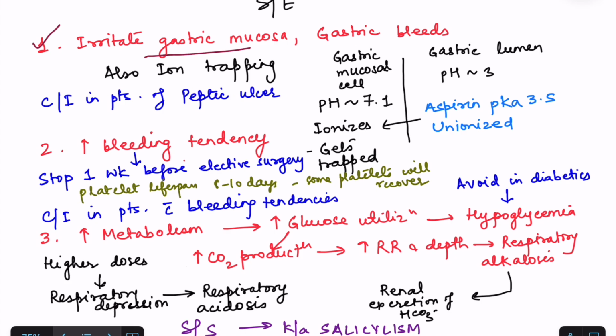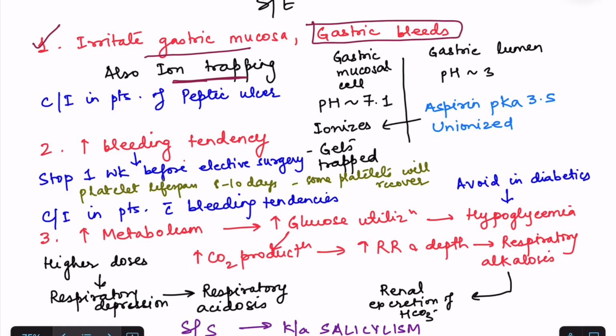So they irritate the gastric mucosa, and also they cause a decrease in production of the prostaglandins. So there is increased chance of gastric bleeds. We have seen this where we were talking about the constitutive COX-1 action. Also, aspirin undergoes ion trapping. What is this? This again we have seen in our videos on pharmacokinetics.